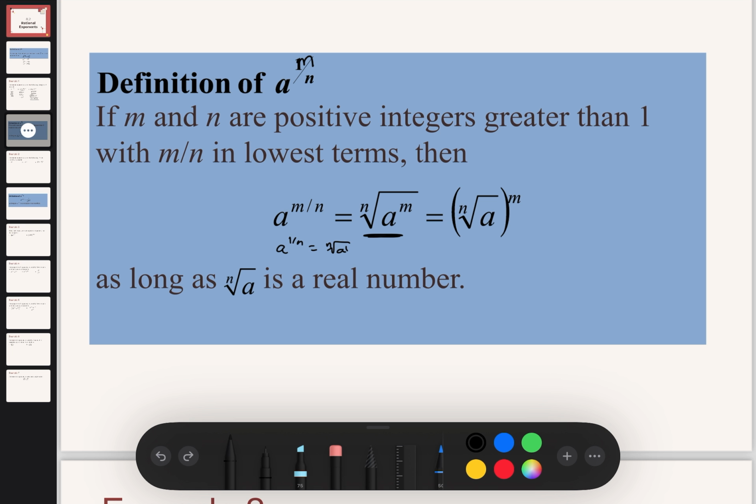The other way that you can write it, though, would be like this. I still have that n as my root, but now the m is outside that whole entire thing. So you can either raise it to a power first and then take the root, or you can take the root and then raise it to a power. All right, 2 different ways of writing the same thing, as long as this, of course, is a real number. So we just have to be a little mindful. If a is negative and n is even, then we won't have a real number.